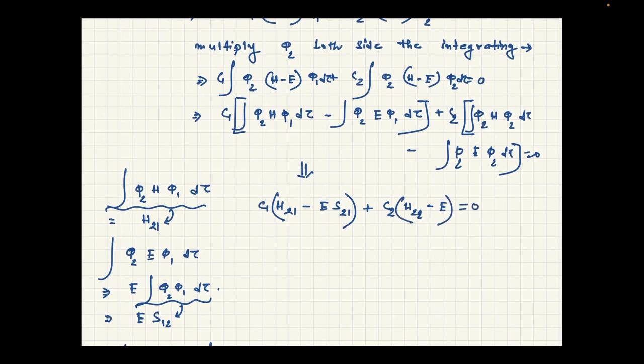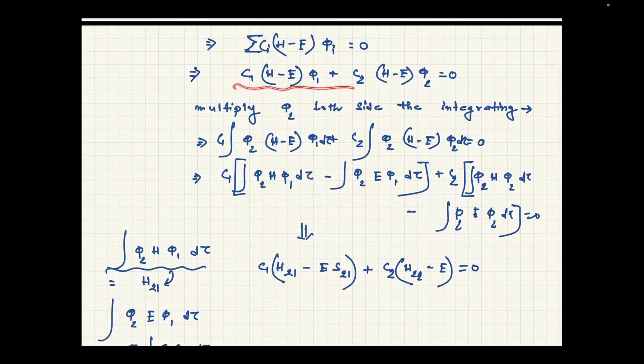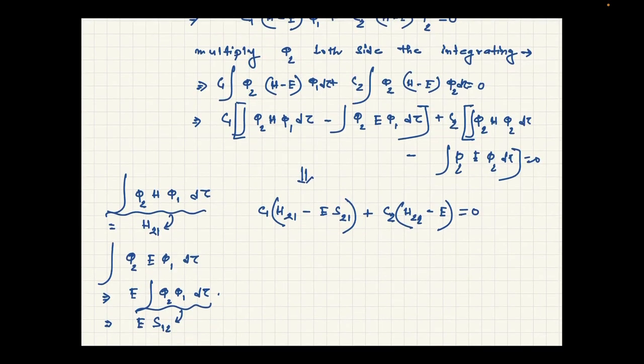Okay, so this is one equation you will get. If you multiply this term with phi 2 and integrate, and if you multiply with phi 1 and then integrate, you will get another equation. So it will be like c1 (h11 minus e) plus c2 (h12 minus es12) will be equal to 0.